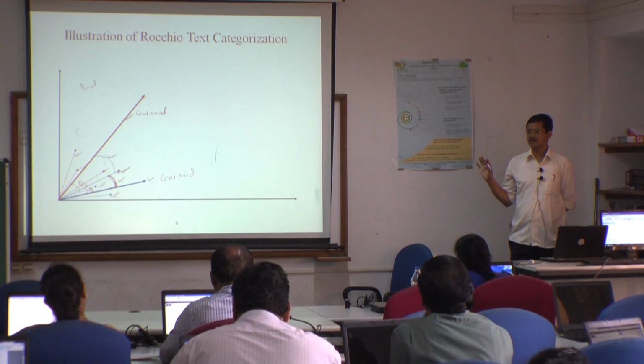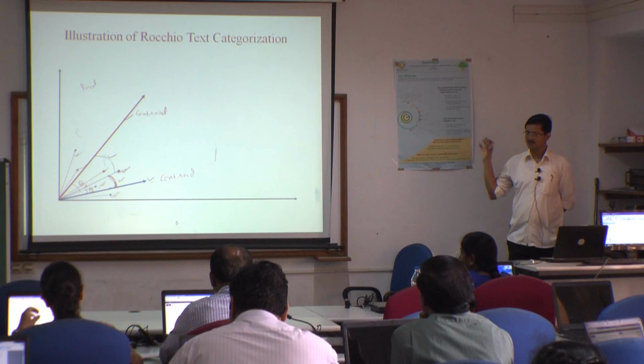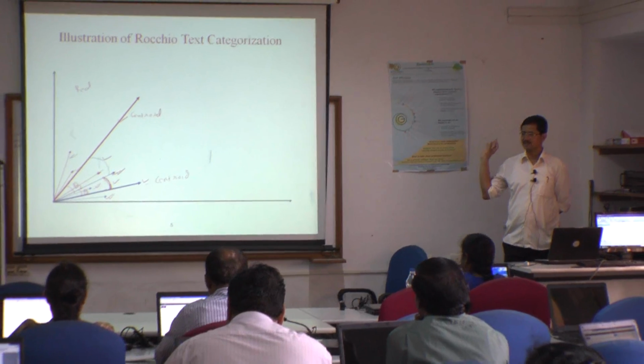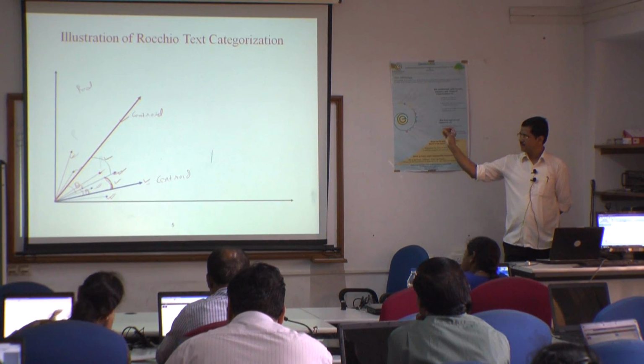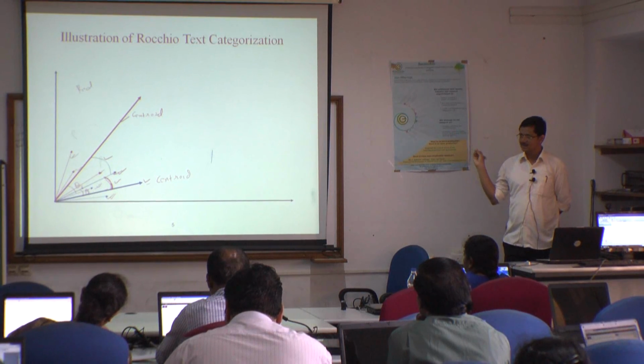So this is a simple calculation stage. Here the role of training is very limited, just to take the labeled data and calculate the centroid. And the test and validation phase is just to check whether it assigns the correct category or not.